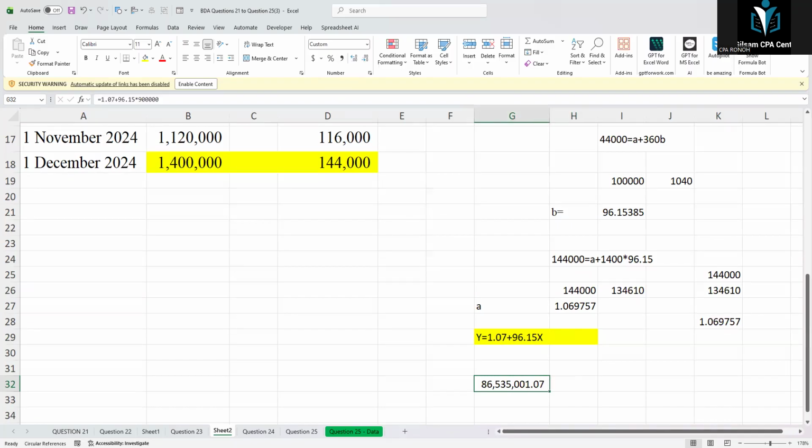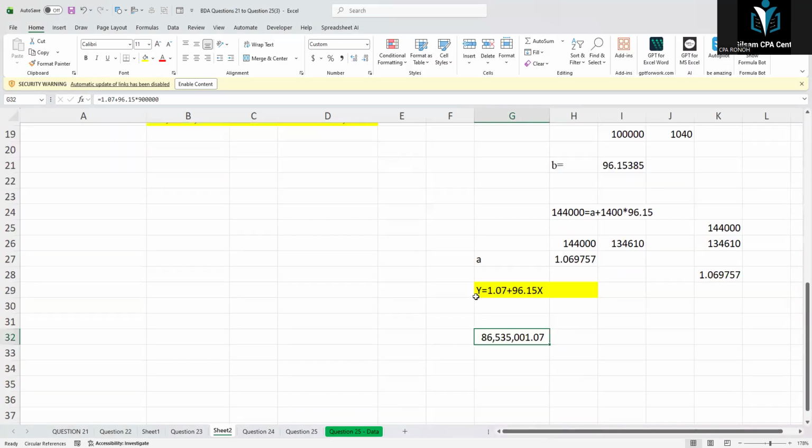So if the examiner asks for the high-low method, because it is there in your syllabus, using high-low method and regression analysis method, then you can use that one.